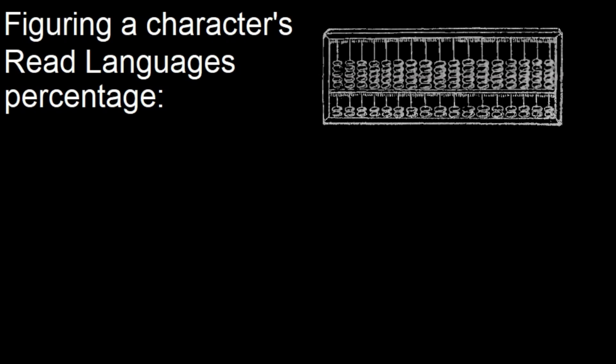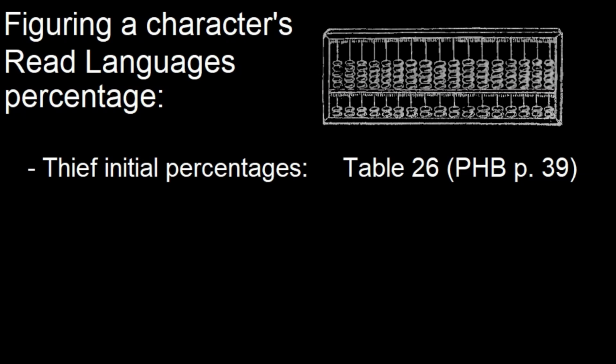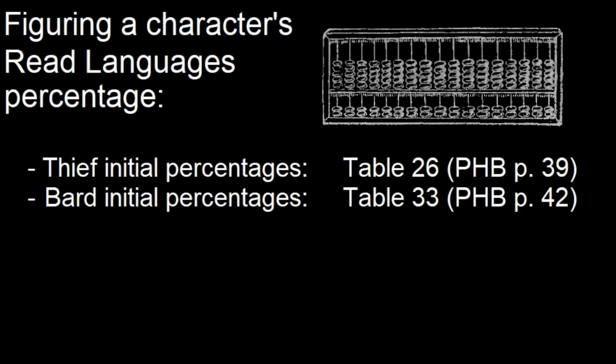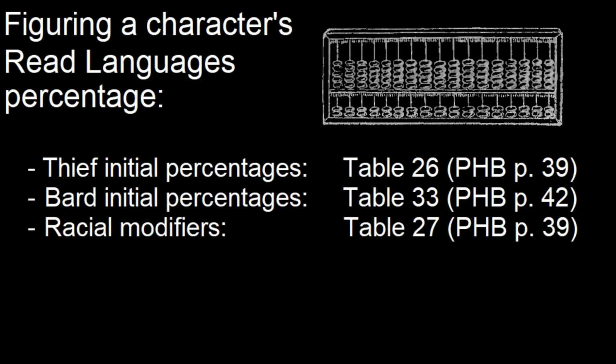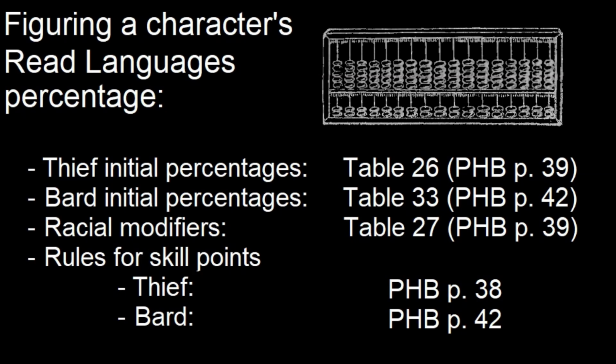To find our initial percentage chance of success when we make a character, we need to go in the PHB and look at table 26 if we're playing a thief, or table 33 if we're playing a bard. The racial modifiers on table 27 also apply. After that, our Read Languages skill will be based on however many skill points we put into it.